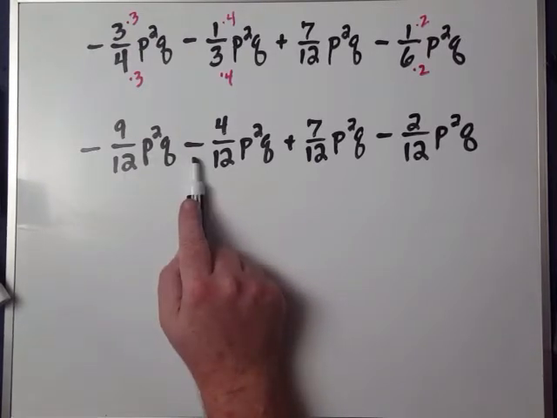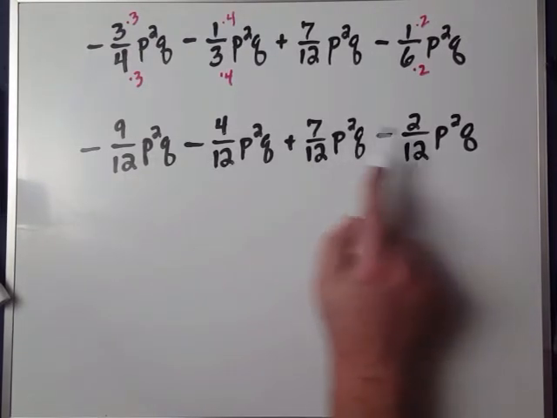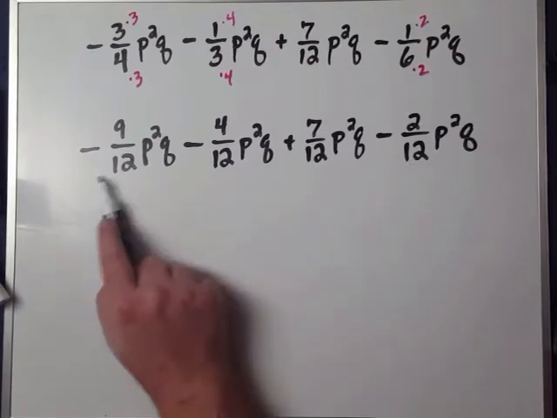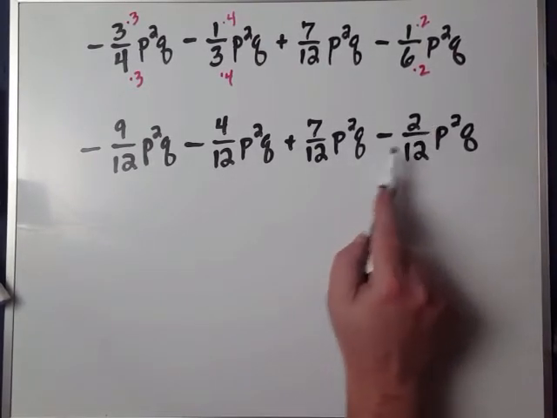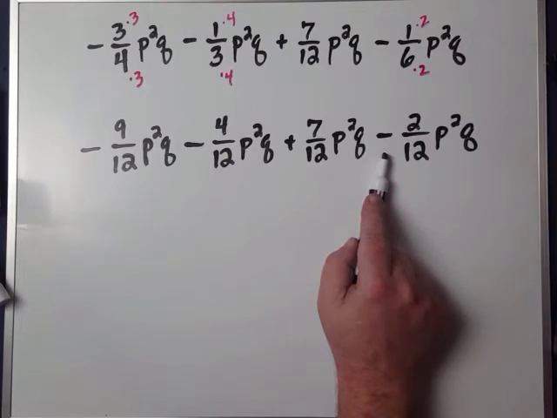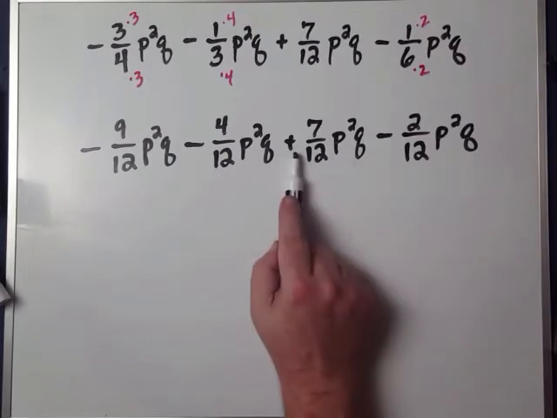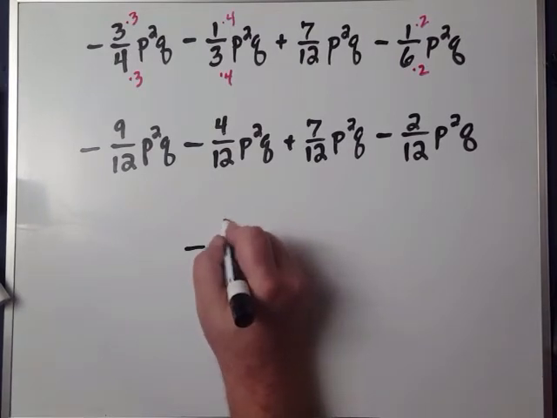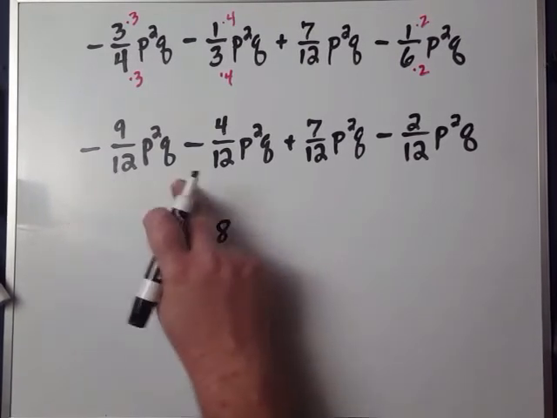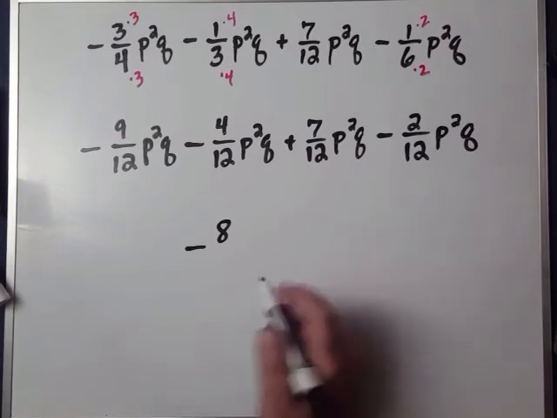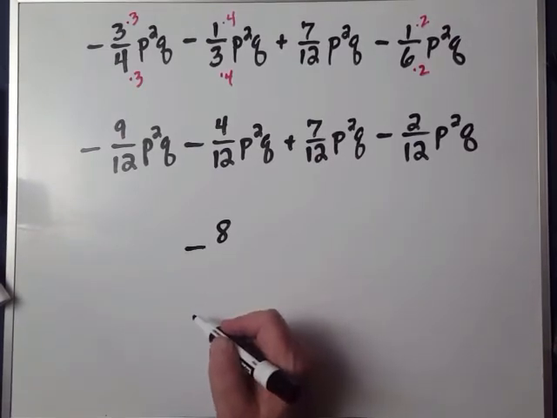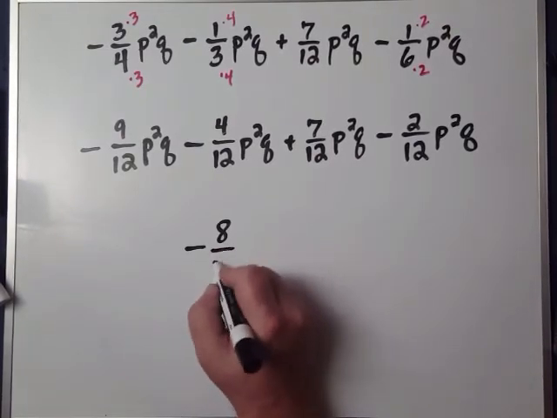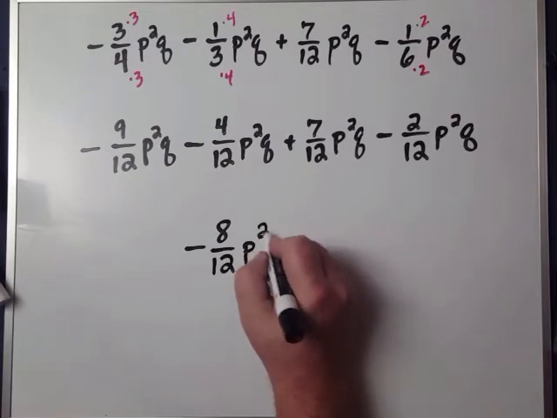Minus 9 minus 4 is minus 13. I'm going to grab this at the end. I've got a minus 13, minus 2 is minus 15. A minus 15 plus a positive 7, that's going to be a minus 8 of them. Minus 9 minus 4 plus 7 minus 2 totals minus 8. Minus 8 what? Minus 8 twelfths p squared q.